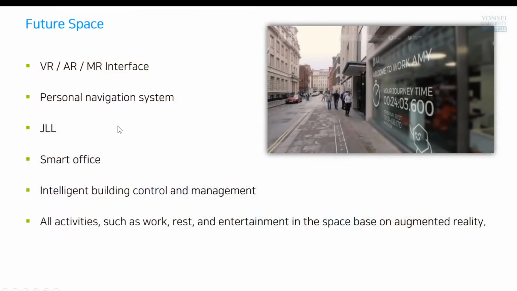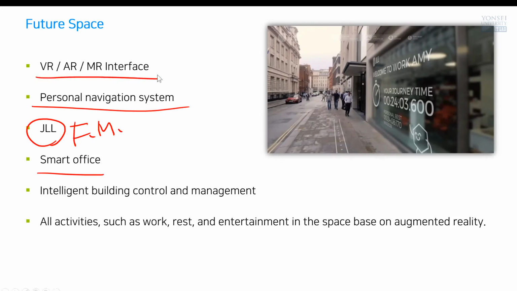Okay. Anyway, this is one of the glimpses of future space made by JLL. JLL is one of the case studies I showed you before. This is also a facility management company. They introduced a smart office personal navigation system using VR, AR, MR, XR interface, X reality interface, intelligent building control and management activities based on AR.